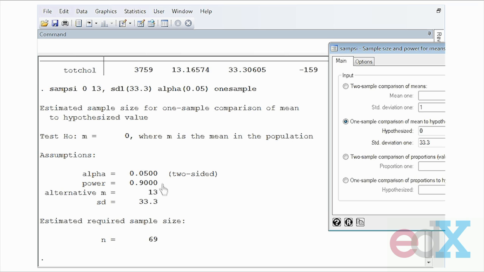See, these two link together. Where do you want the power? Remember the power curve? Where do you want the power curve to be 90%? And the answer is, well, the way we've set it up is at 13. When the standard deviation is 33, then it comes back and says you need a sample size of 69.